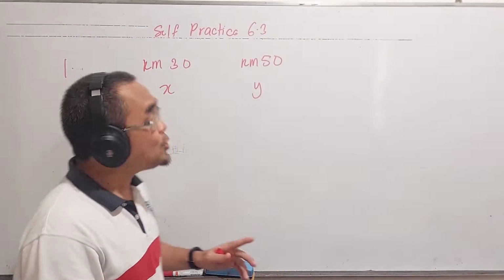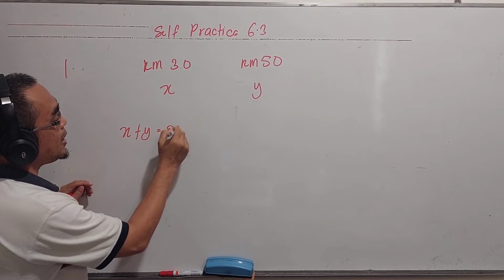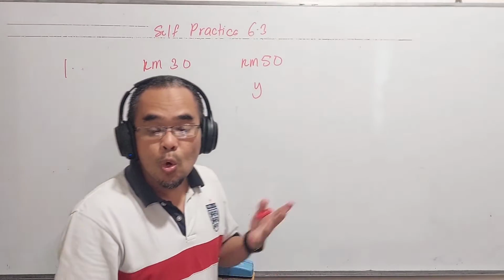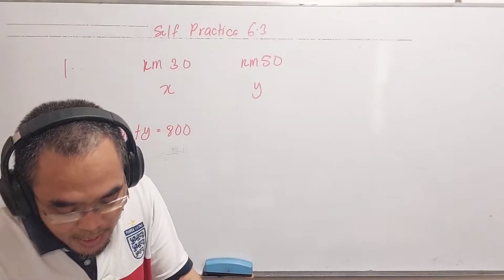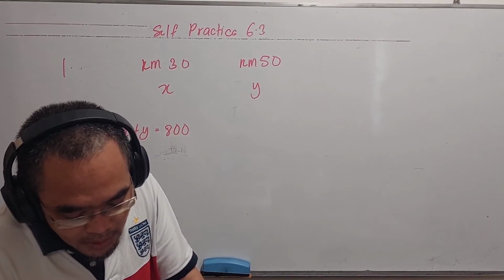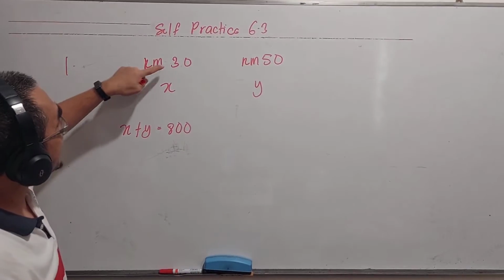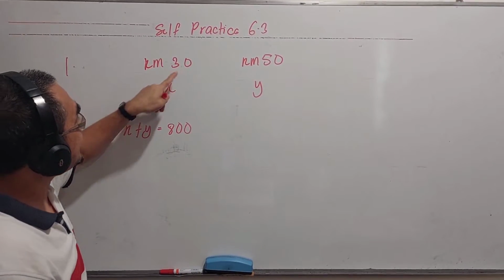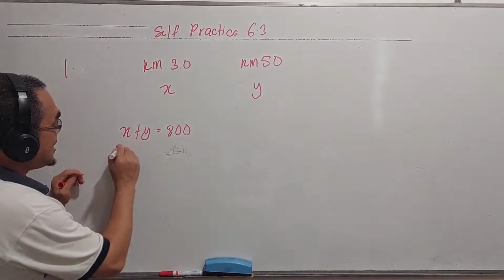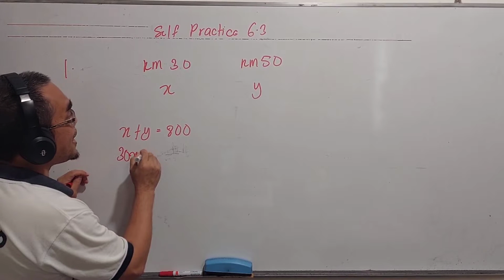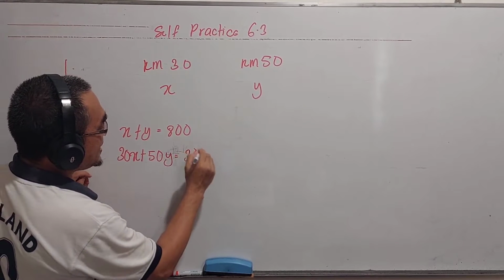800 booklets. Okay, so you have to understand X plus Y is equal to 800. The total booklets sold was 800. And then the total amount collected, you have to multiply: 30 multiplied by X, 50 multiplied by Y. So we have 30X plus 50Y is equal to 30,000.